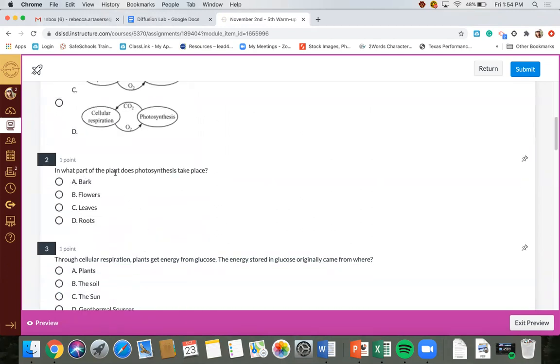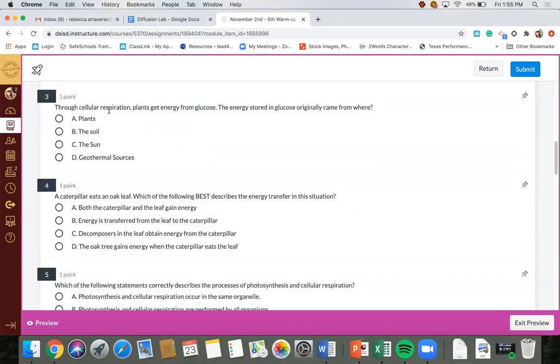2, in what part of the plant does photosynthesis take place? So I'm thinking that this needs to be an organ on the plant that can get sunlight because that's what is necessary. So it's not going to be my roots. The flowers, that's going to be where our reproductive parts are of our plant. A bark is more of a protection, like the skin of a human is like the bark for a tree. And so it's going to be our leaves. Our leaves are going to be where a majority of our chloroplasts are found and where photosynthesis is going to occur.